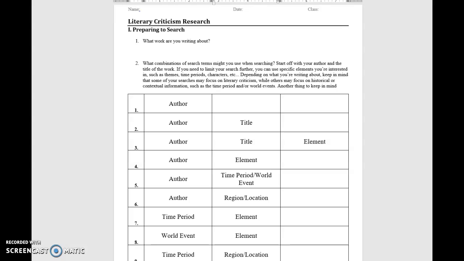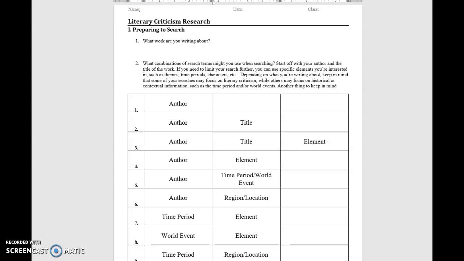Like if you're talking about death and dying, are you talking about disease? Are you talking about being buried alive? These are very grim examples. I apologize. But there are different ways to get at those ideas. Okay.